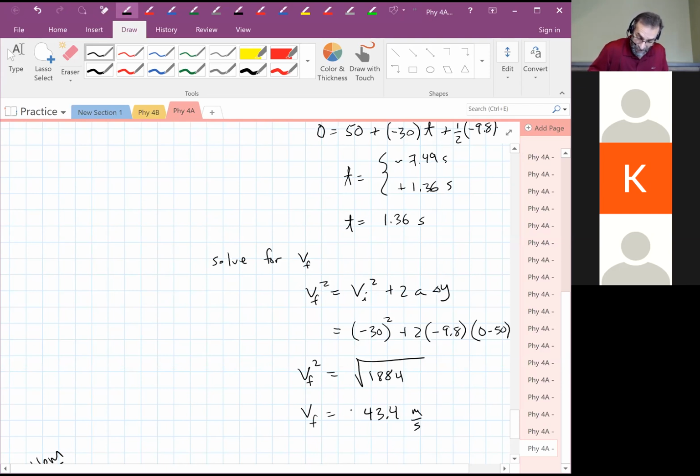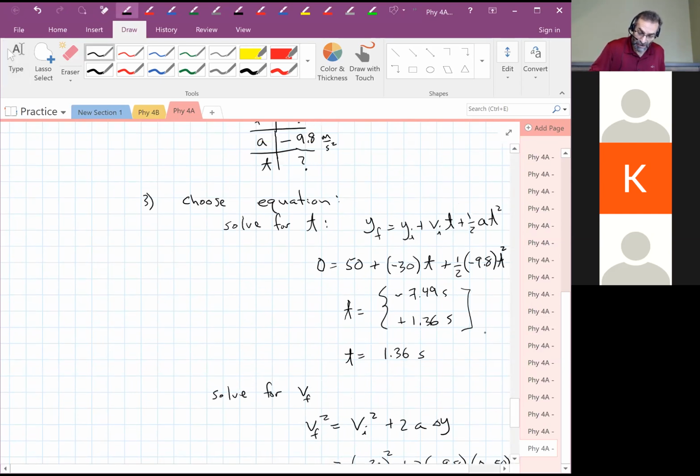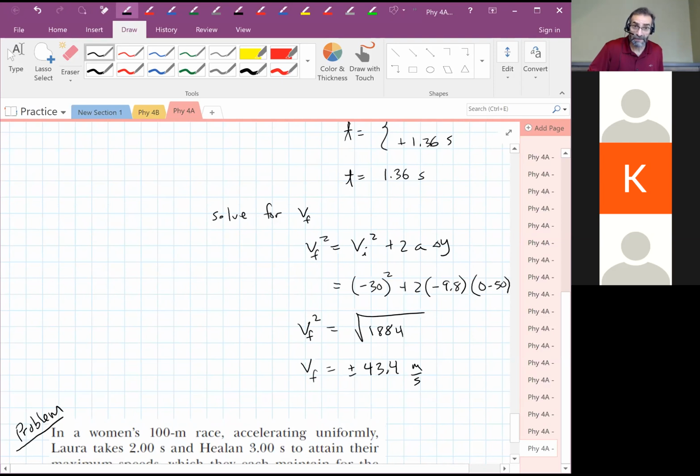No, because whenever you take a square root, the root could be positive or negative, right? So V final is plus or minus this. Just like with time, we got two roots here, and we said, oh, the negative one doesn't make sense. Let's throw that away. We'll pick the positive root. Time can't be negative. Well, down here, we're going to get two roots for V final.